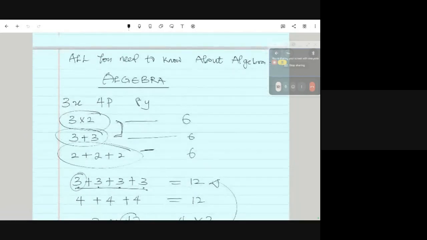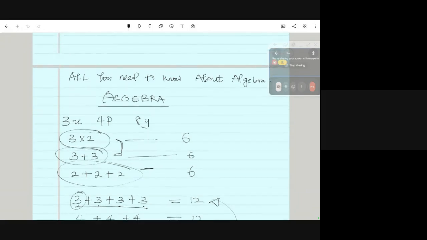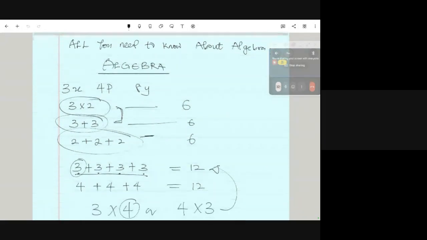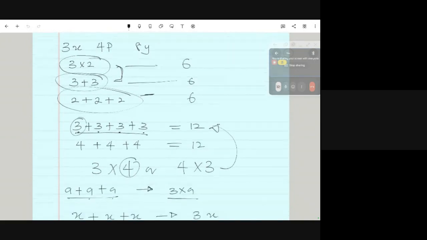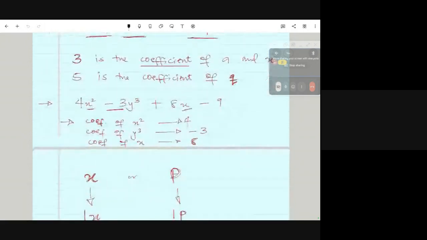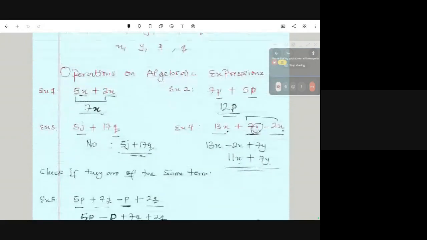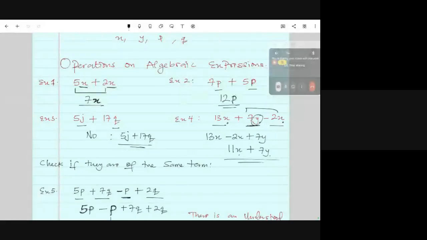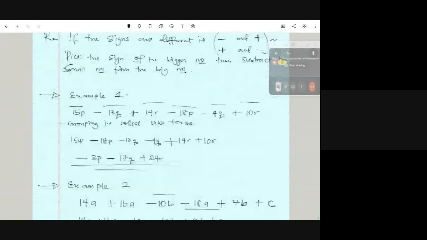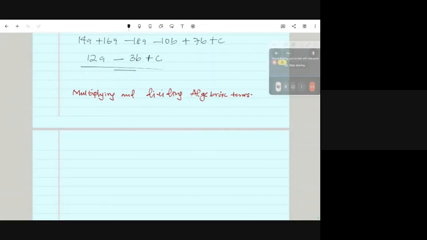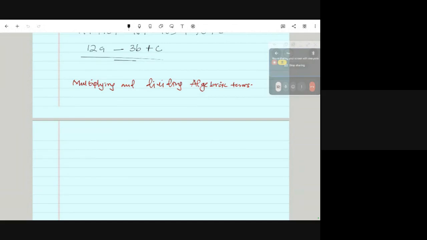And we'll continue our lesson with the junior secondary school students, which we have decided to make the theme for now about algebra. And I named it All You Need to Know About Algebra. So when we say algebra is the mathematics of numbers and letters, like I explained, and we explained what coefficients are. We also explained how to perform basic operations on algebraic expressions, the addition and subtraction. I also explained the rules of addition and subtraction. In today's lesson, we are going to continue with that, and we'll be moving to multiplying and dividing algebraic terms.